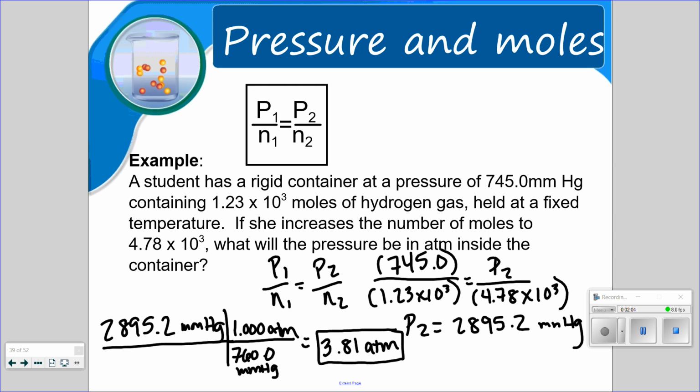But even if you hadn't converted to atmospheres, you can still see that our pressure, when you compare the millimeters of mercury in this answer to the millimeters of mercury here, because you're adding more moles to your container, your pressure has gone up.